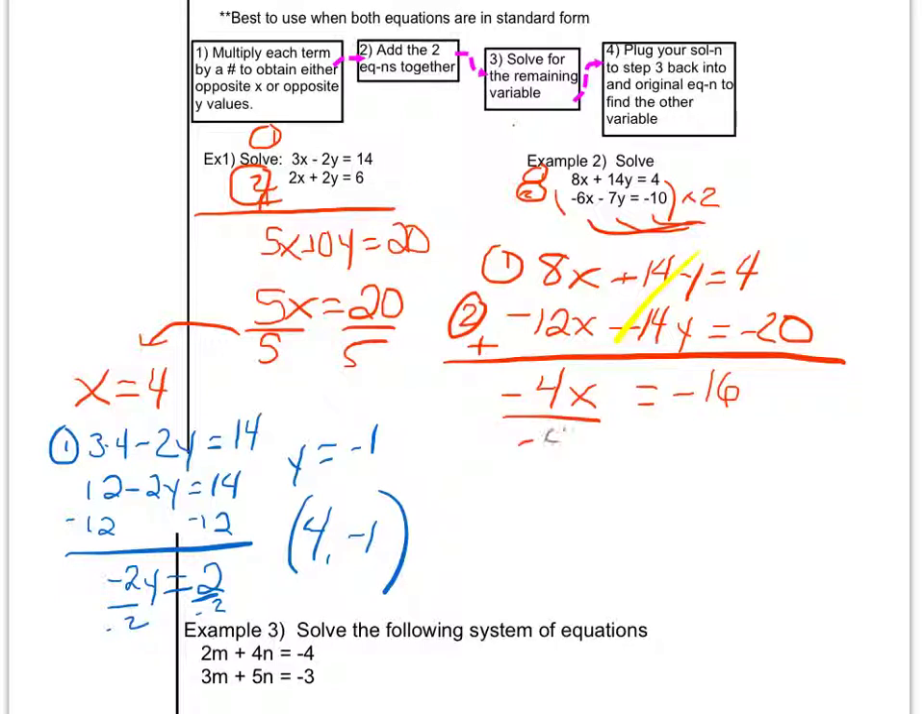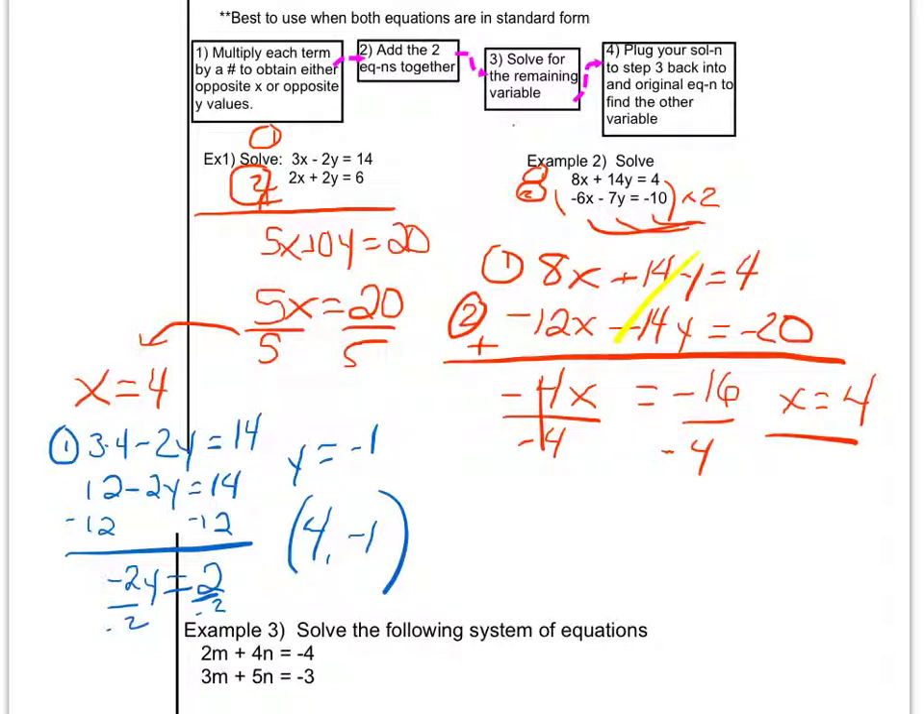Solving for x, I divide by negative 4. They cancel here, and I'm left with x equals, my negative didn't show up very well, negative divided by negative is positive 16, then negative 16 divided by negative 4 is therefore positive 4. So there's my x value.